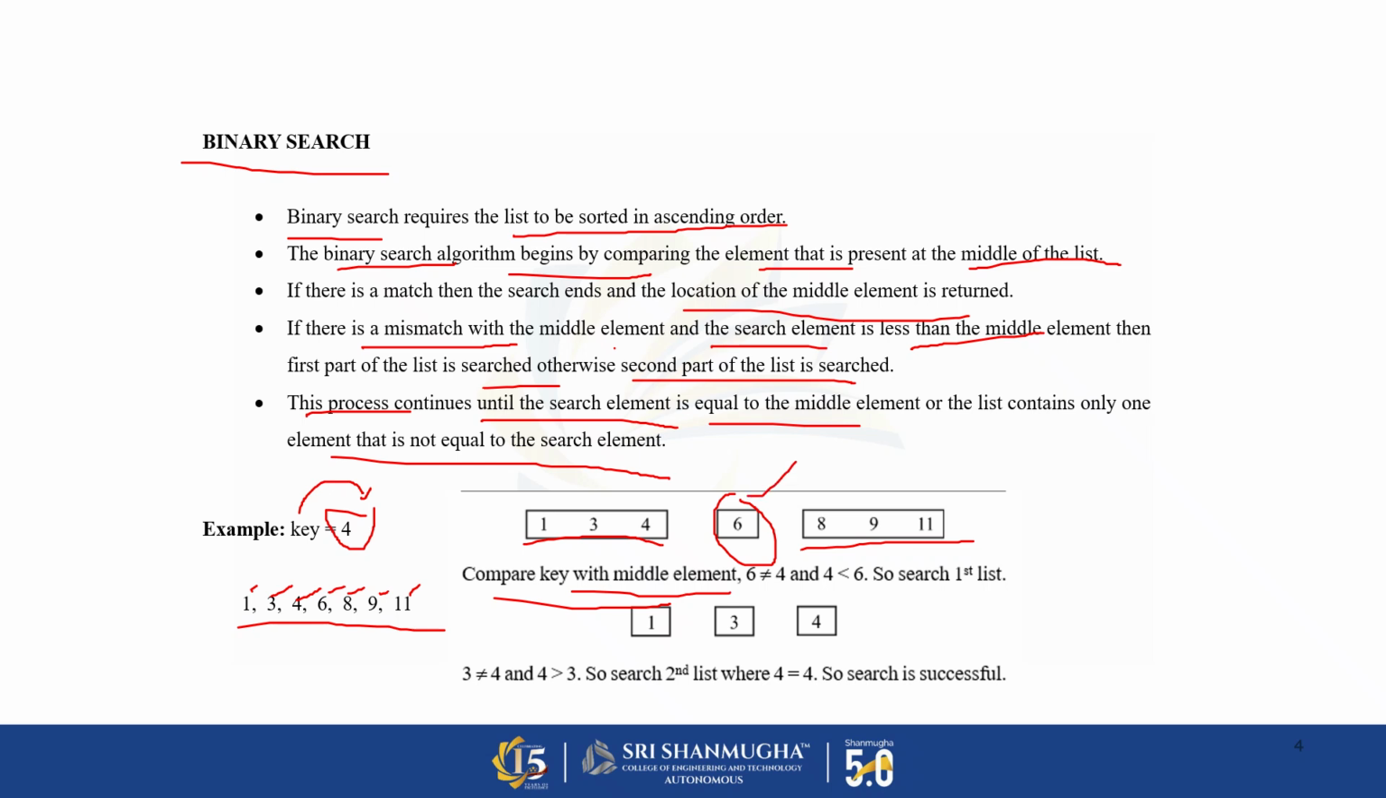This is the case whether it is a match or not a match. So 4 is less than 6, so search the first list. First we check 3, which is not equal to 4, and 4 is greater than 3. So search the second list, where 4 is equal to 4. So the search is successful.